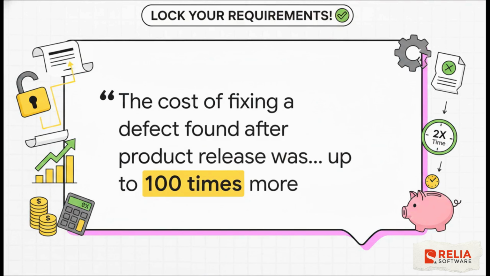Consider this insight from the IBM Systems Sciences Institute. Honestly, this should probably be printed on every CTO's wall. Fixing a defect after a product is released can cost up to 100 times more than catching it during the design phase. 100 times! A feature that has to be built twice because the first version didn't actually match the intended scope costs double the time for 0 additional output. Building it right the first time isn't just a best practice, it is literal financial survival. You absolutely have to lock those requirements down.